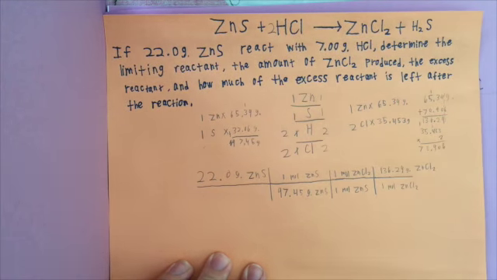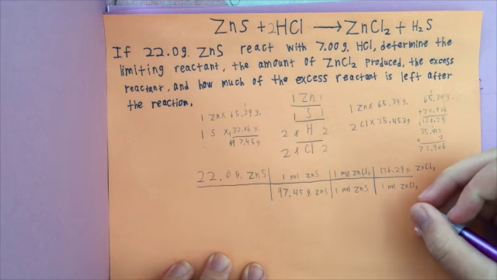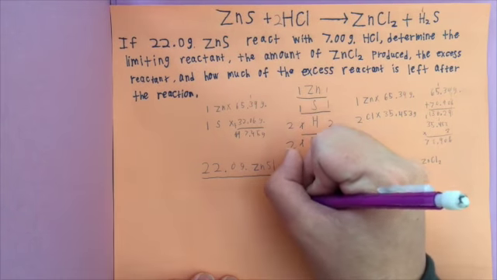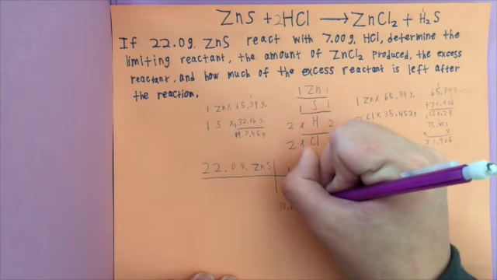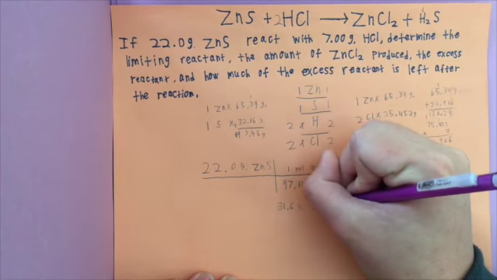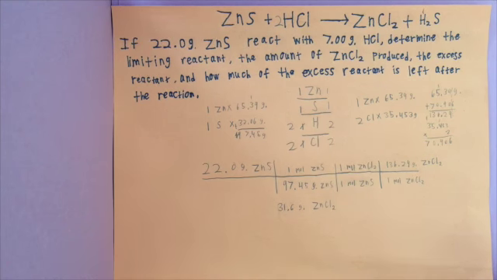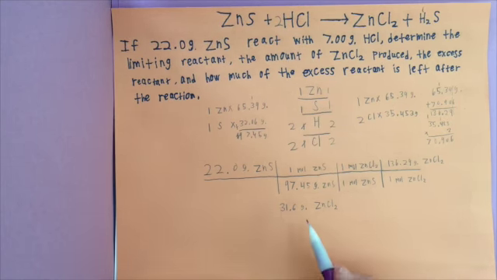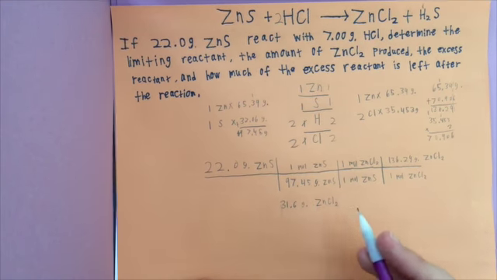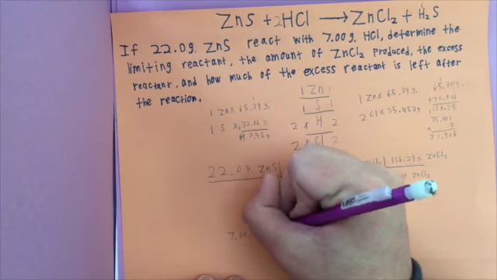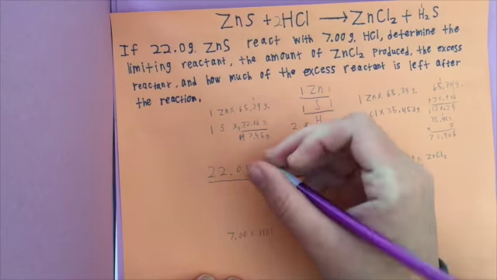Now, we will do all of that, and you will get 31.6 grams of zinc chloride. Now what we have to do is figure out how many grams of zinc chloride we will get with 7 grams of hydrochloric acid. So we will do the exact same thing as we have done here, except with 7.00 grams of hydrochloric acid.